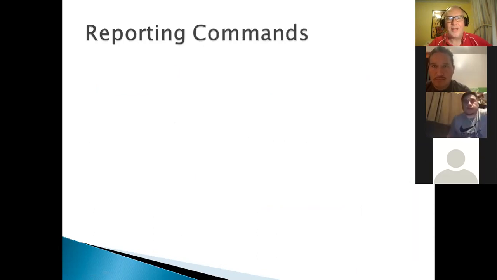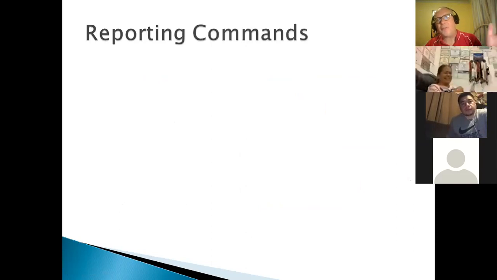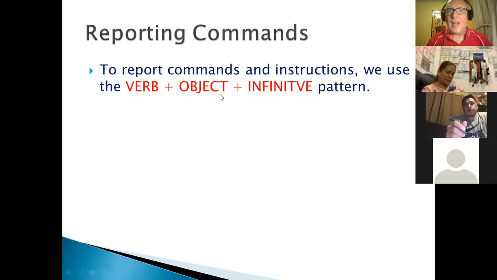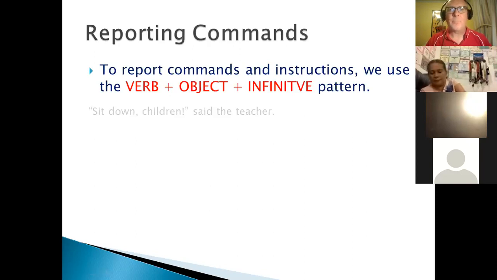Next slide. Commands. We talked about this in the last chapter. Remember, what were we talking about in the last chapter? We were talking about expect and encourage and all of those words, right? What do we use? Verb, object, infinitive. We had a whole lesson about that in the last chapter. So this is just review from the last chapter, right?